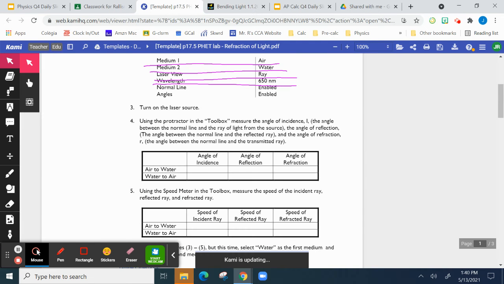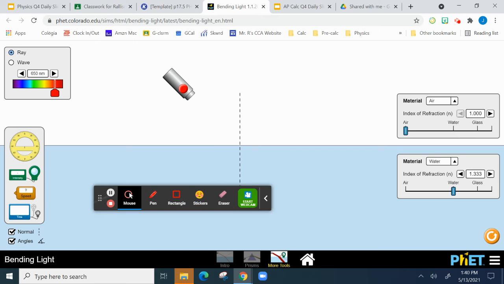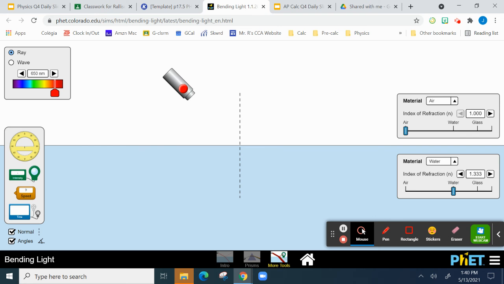What do we want? 650 nanometers. Laser view is going to be ray. Where do we select that? Let's see where to select that. Move this out of the way. Oh, right there. Okay, good, excellent.